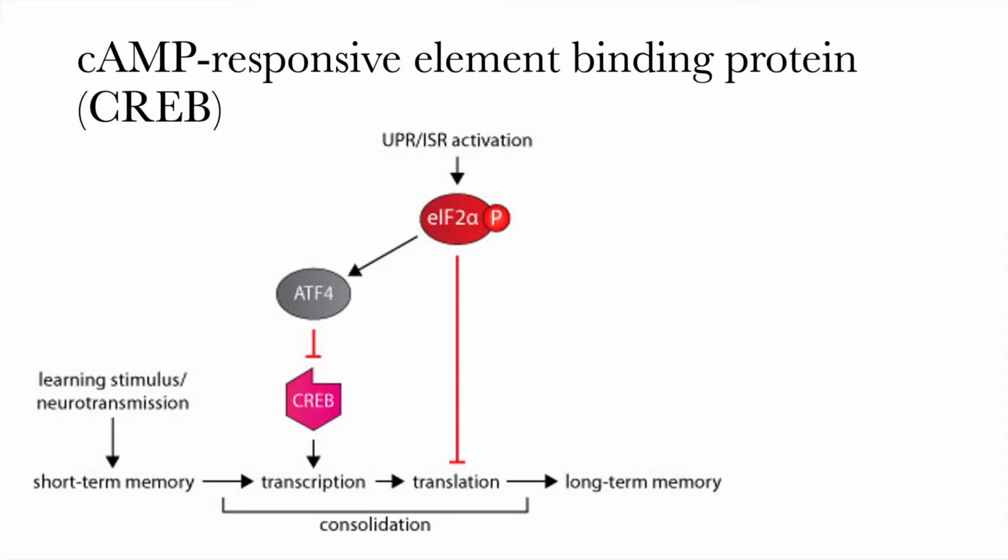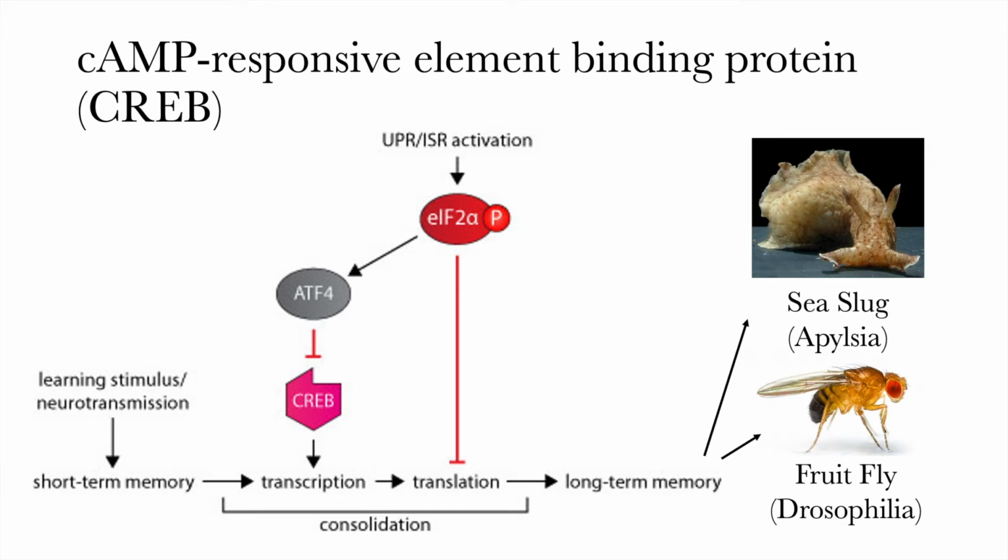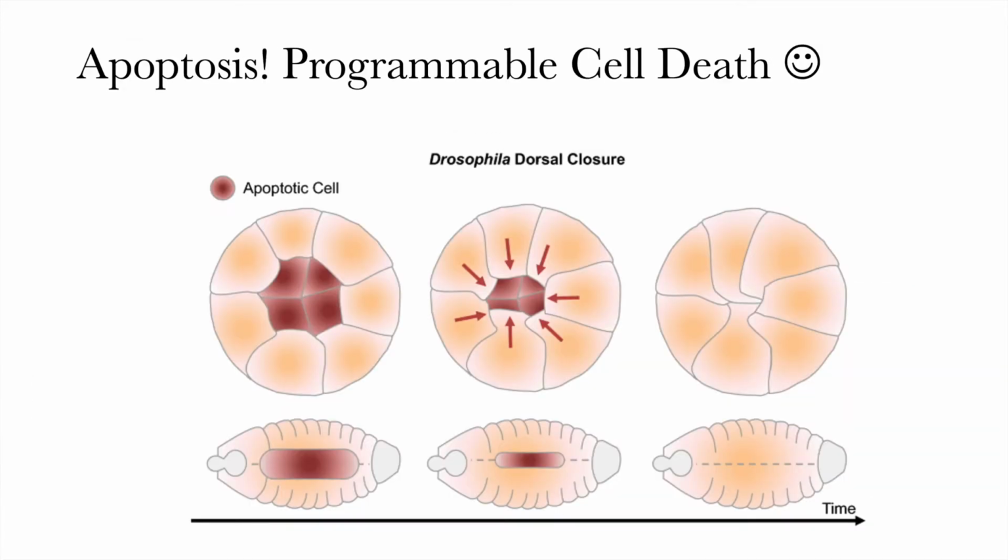For example, long-term memory across species such as in sea slugs, fruit flies, and mice is possible due to cyclic adenosine monophosphate, or cAMP-responsive element binding proteins. Another example is apoptosis, or programmed cell death.